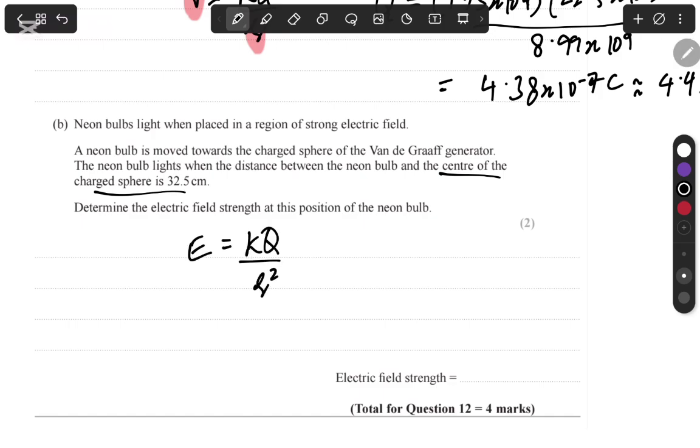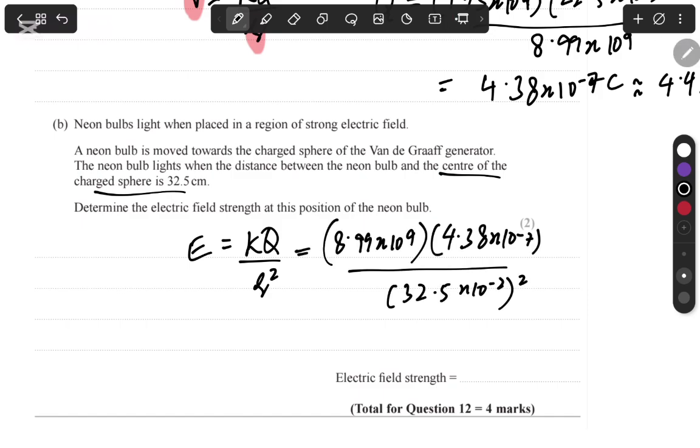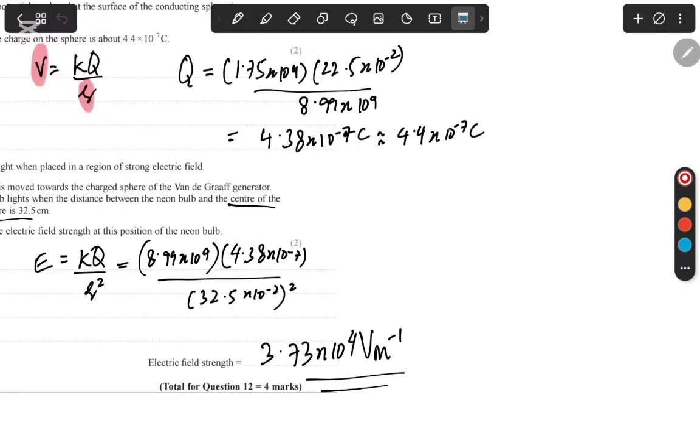So the electric field strength is equal to K times Q divided by the separation squared. So here I have plugged in the value of K, the charge of the Van de Graaff sphere, and then I've plugged in the distance between the neon bulb and the charged sphere of the Van de Graaff generator. And now I'm just going to plug in the values in the calculator and get the answer. So you're going to get the answer as 3.73 times 10 to the raised power of 4 volts per meter.